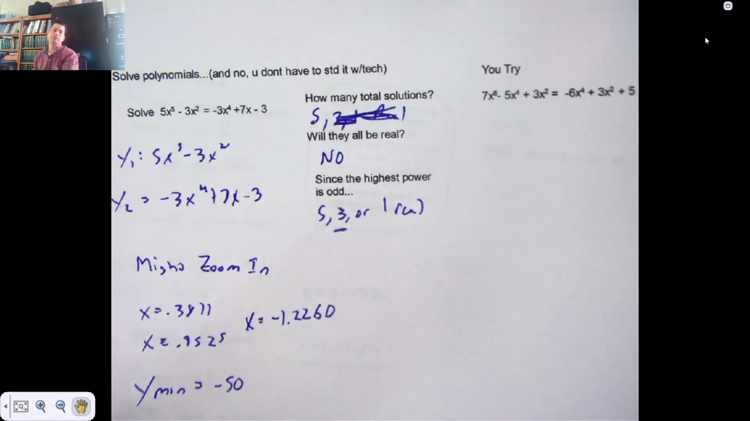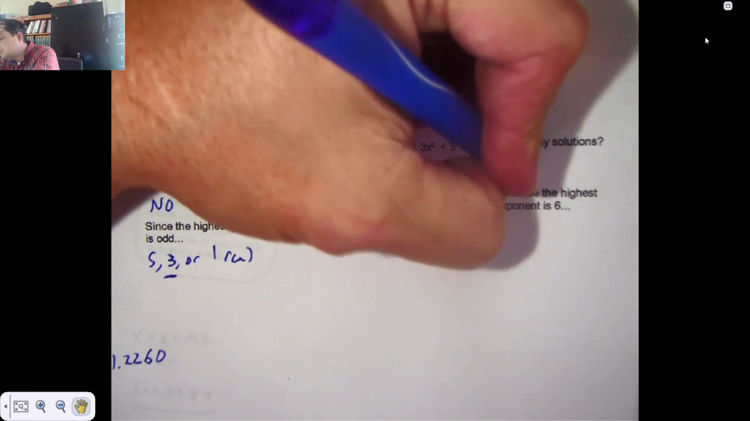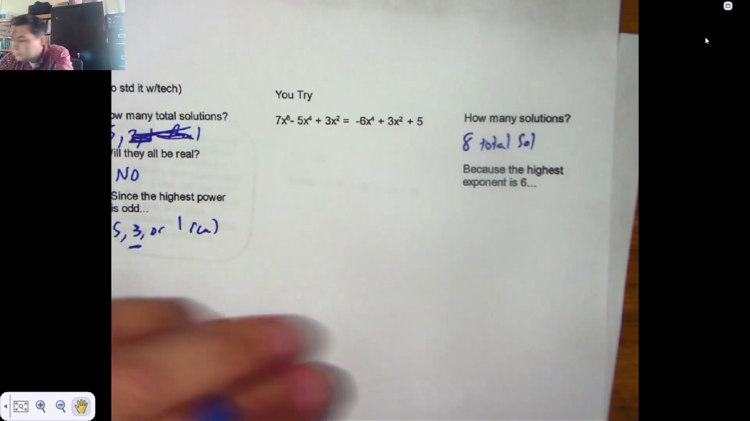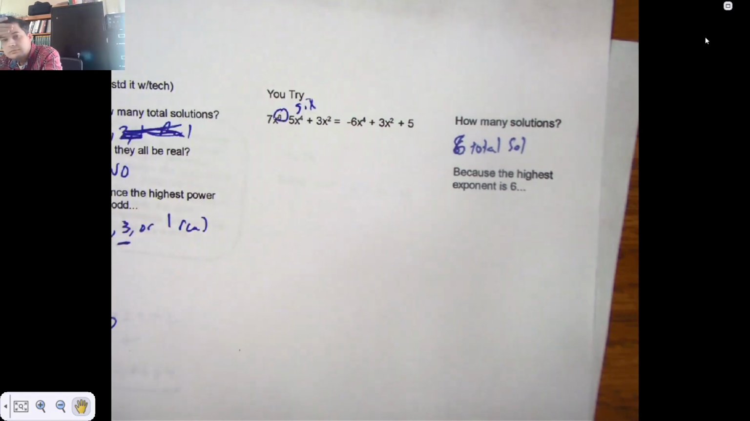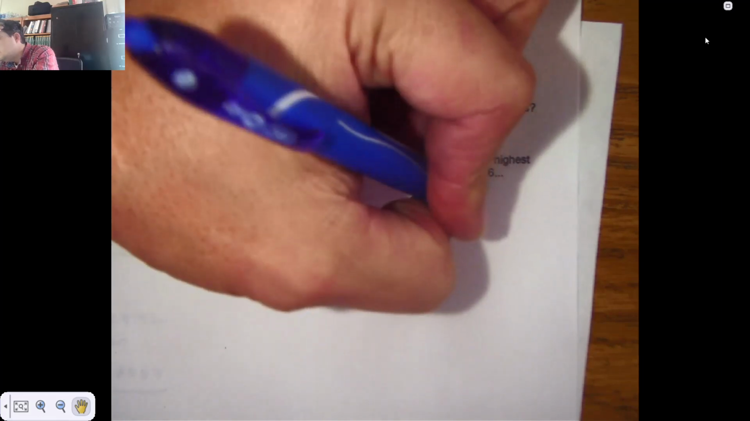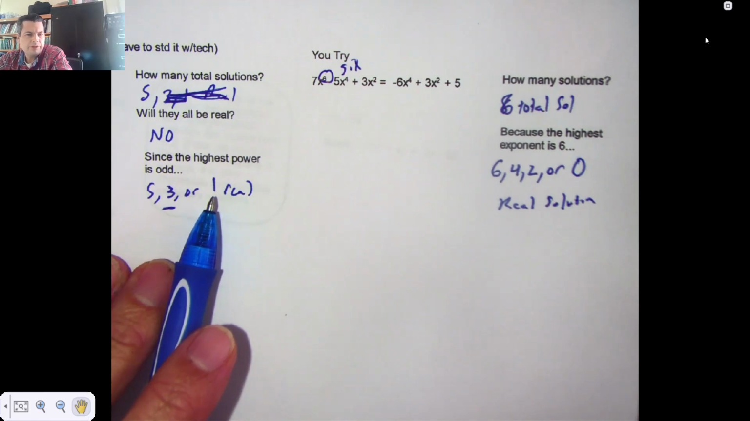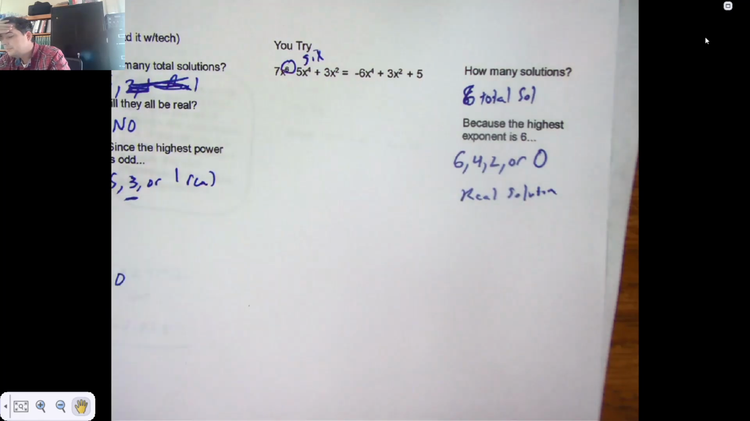Now, I'm not actually going to do this U-try, but we are going to talk about it. The highest exponent's a 6. Because it has a highest exponent of 6, it has 6, 4, 2, or 0 real solutions. I stopped at 0 here because if you take 2 more away, you're at negative 2. There's no such thing as negative solutions. But you decrease the exponent by 2 for the real solutions. And that one could be anything.